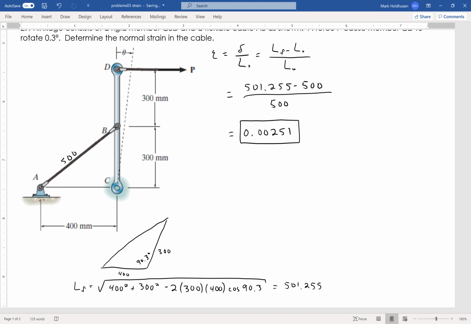And all I did here was find the new length, subtract it from the original length, which gives me the change in length, the delta, to divide that by the original length to get the strain of that cable.